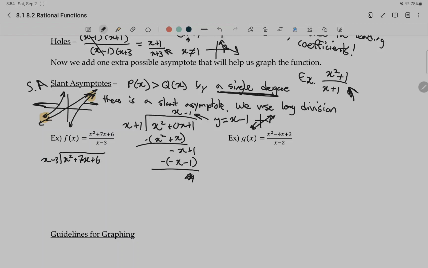Now, once again, what times x gets us x squared? That's just x. So we have x squared minus 3x. And then these cancel, so it's like this. What times x gives us 10x? It's 10, so we do positive 10. And once we get to the end, we don't have to do any of this anymore, so we just stop here. Our slant asymptote is y equals x plus 10. So the remainder is negligible.